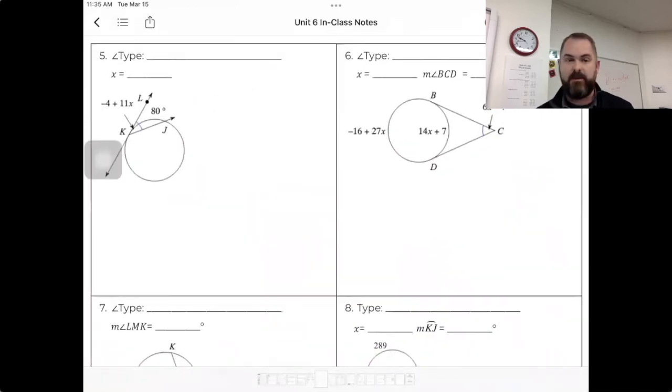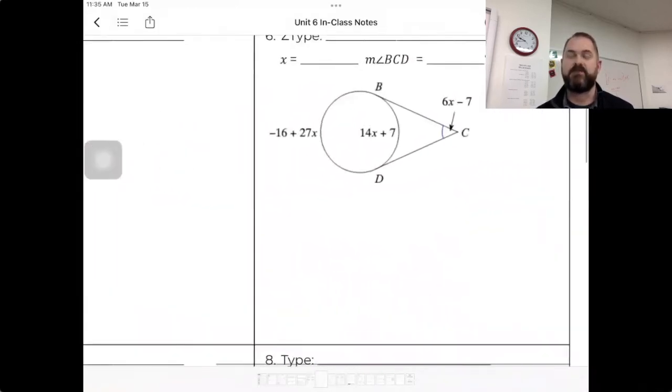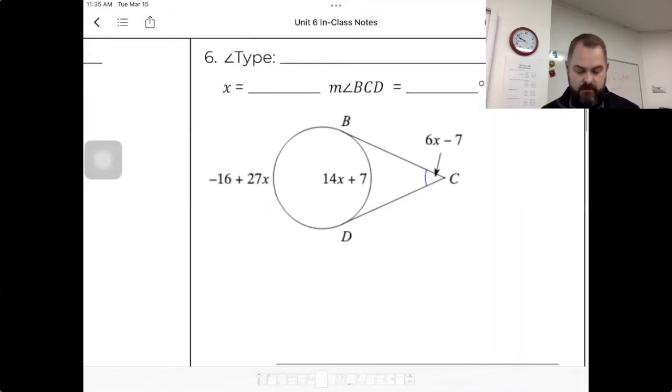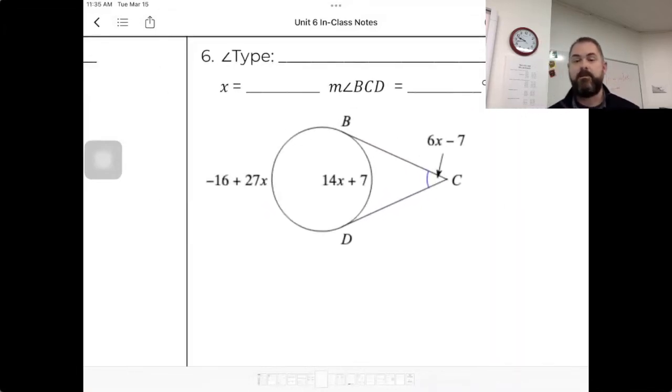So we're going to skip around a little bit. Number 5, I'm going to skip for a second. We're going to look at number 6. Number 6 is probably the most difficult example we're going to look at because of the length of the equations. It's not that hard to set up, but there's a couple things you have to be careful of when doing these kind of problems. So the vertex of your angle is at C.